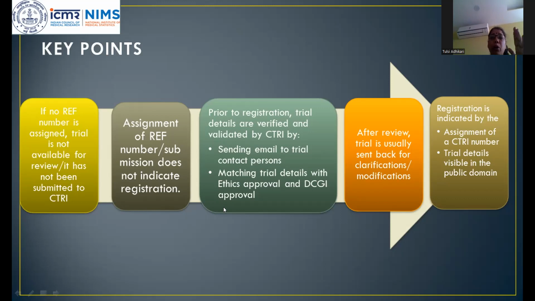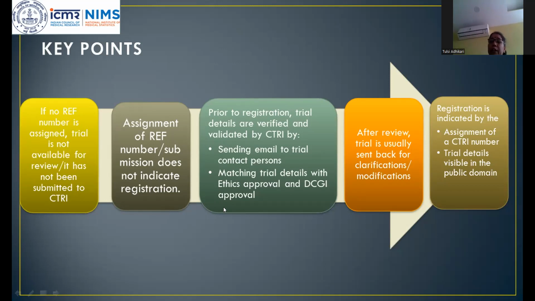For all those contact persons, we send the verification mail, and we also match the trial details with the ethics approval and the DCGI approval. So we match all the trial details with ethics approval and DCGI approval, and if there is a mismatch, we again send the trial back to the trialist for the appropriate modification.